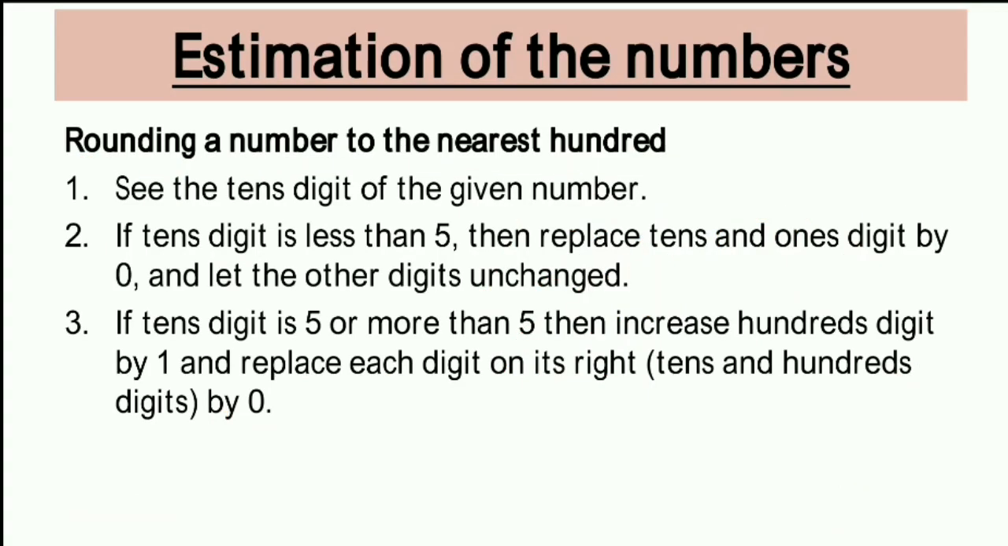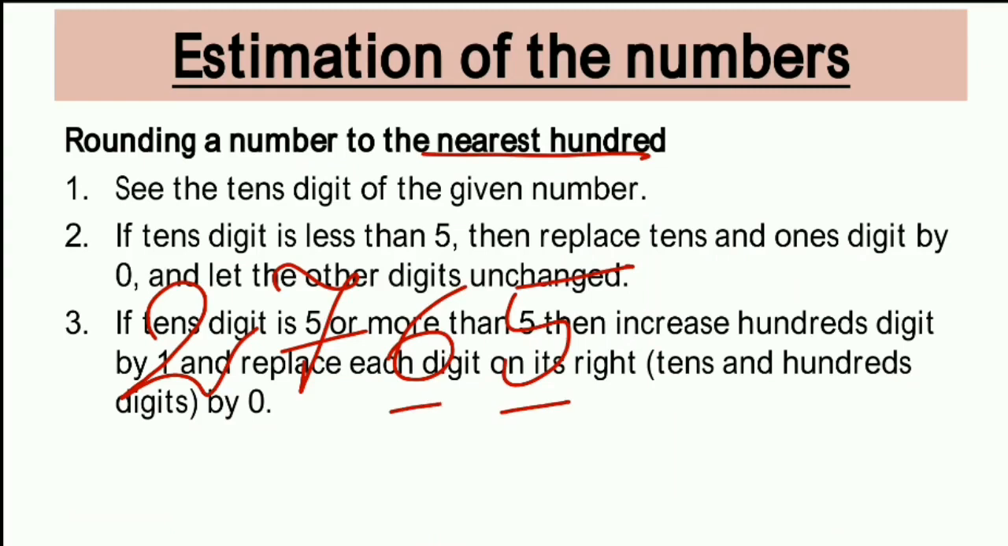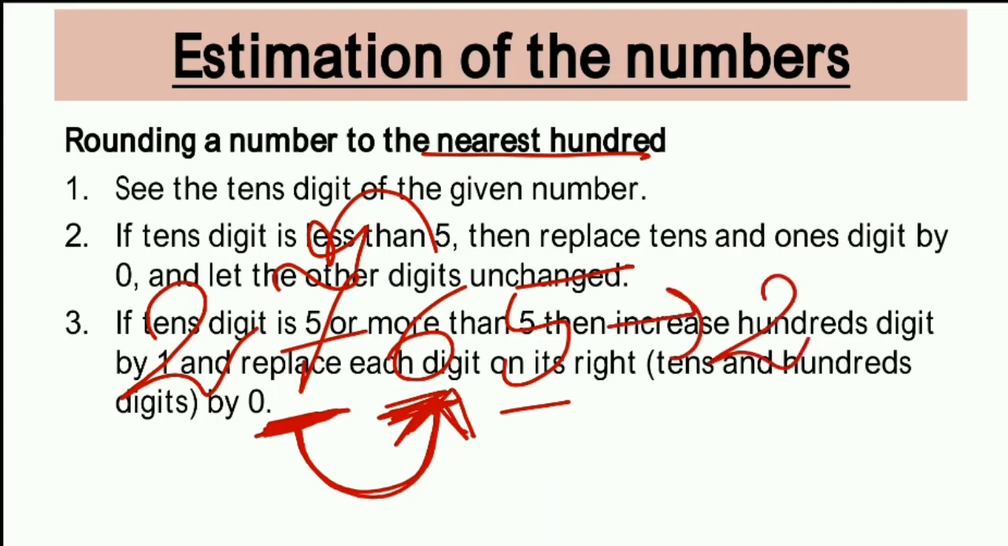Suppose I take the example 2, 7, 6, 5. You have to round this number to the nearest 100. So ones, tens, hundreds. This is the hundreds digit, and just before it we see the tens digit, whether it is less than 5 or 5 or greater. Obviously it is greater than 5, so 1 will be added to the 7 in the hundreds place. So the answer will be 2, then 7 plus 1 is 8, and the remaining digits are replaced by 0. I hope you have understood.